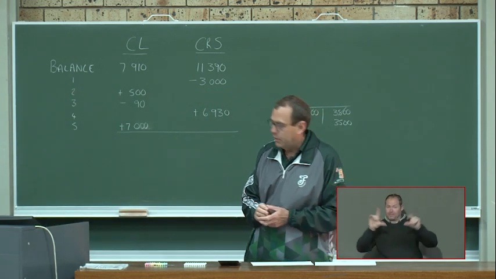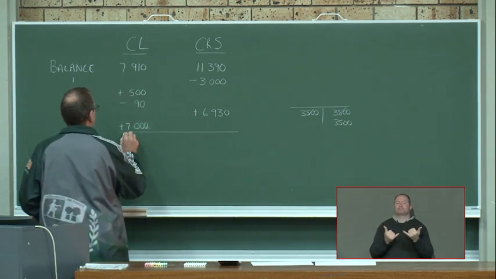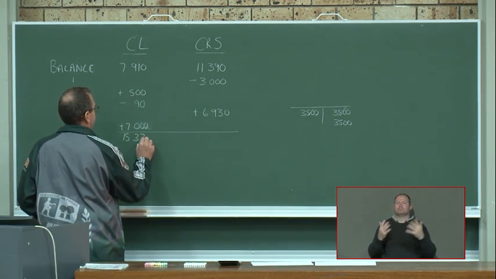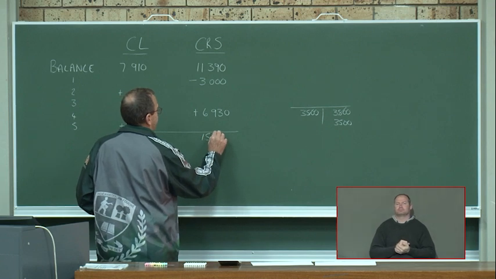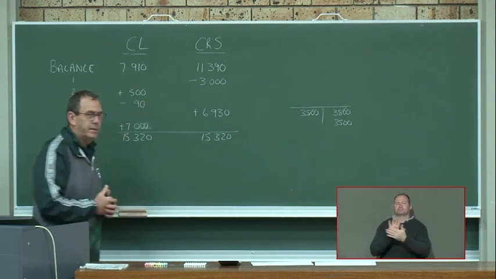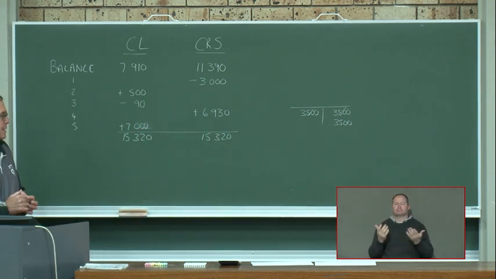So that will give you a total of 15,320. And that side, 15,320. So it balances.